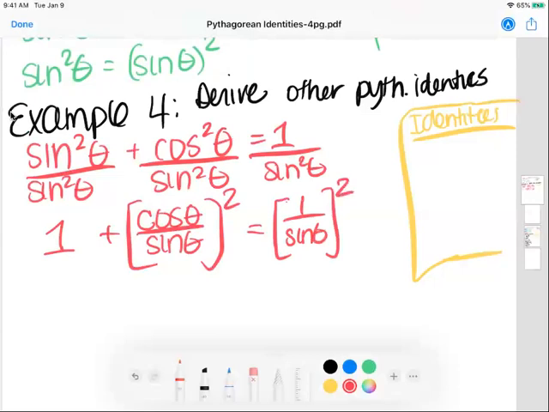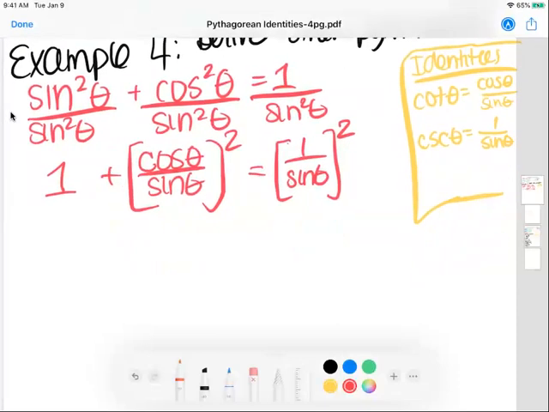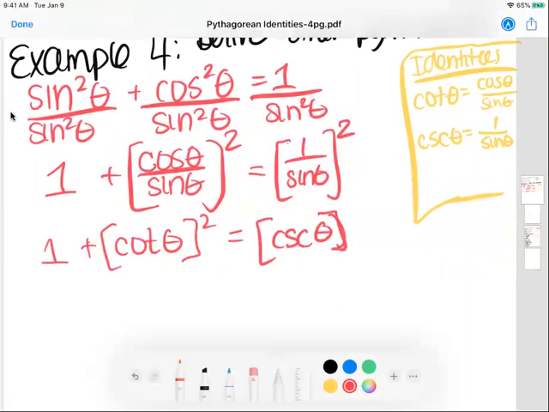Now I can use some of my identities. I've got cosine over sine, which is just cotangent of theta. And the other part, 1 over sine theta, I know is cosecant of theta. Now I can continue. So 1 is just 1, plus cosine over sine is cotangent theta squared, and that's equal to cosecant of theta squared.